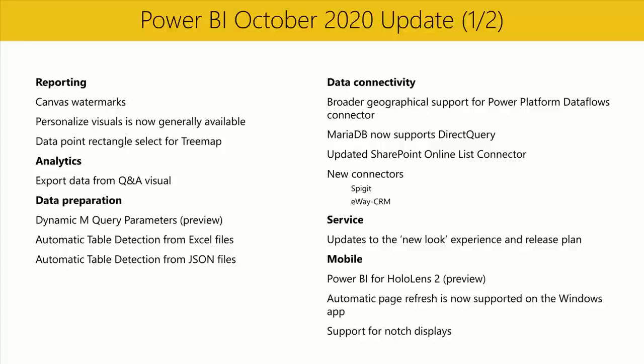New this month is the Spigit connector. Spigit Innovation Management software enables you to easily uncover groundbreaking ideas, manage them, and bring them to market with minimal effort from your innovation team. You can find this connector in the other category of the Get Data dialog. We are also introducing the eWay-CRM connector. eWay-CRM is a CRM system embedded right into Microsoft Outlook. It helps companies all around the world with their CRM agenda, project management, and business opportunities. You can find this connector in the other category of the Get Data dialog.